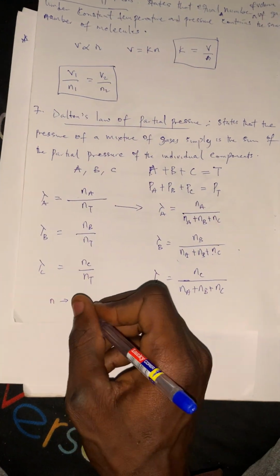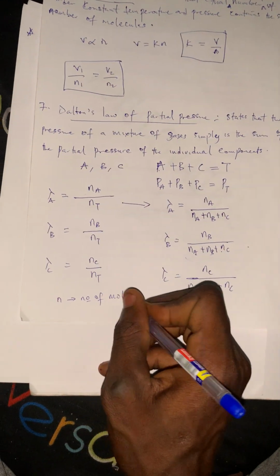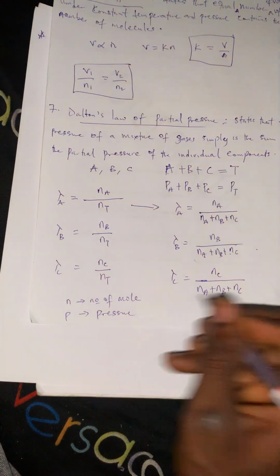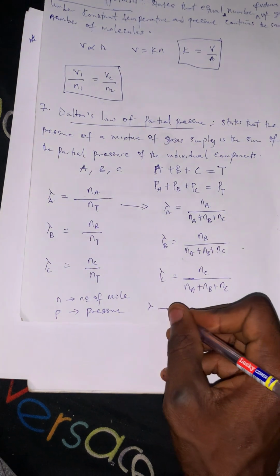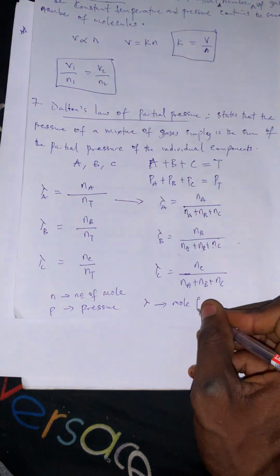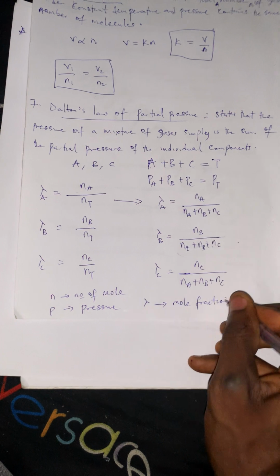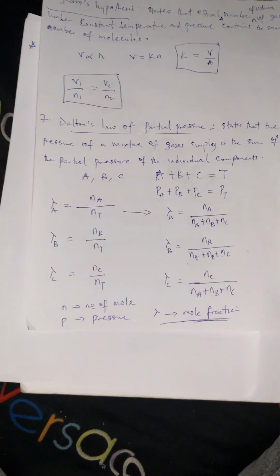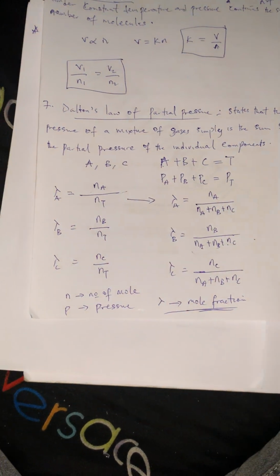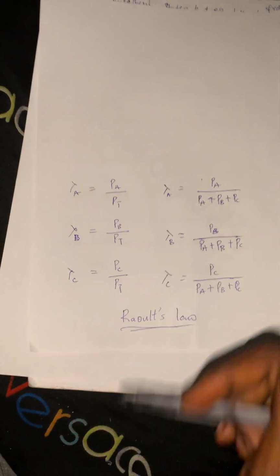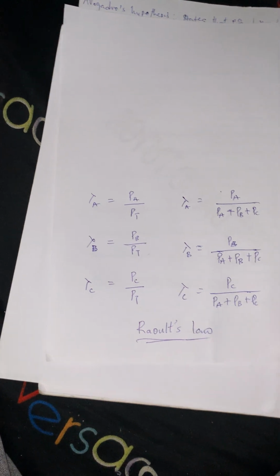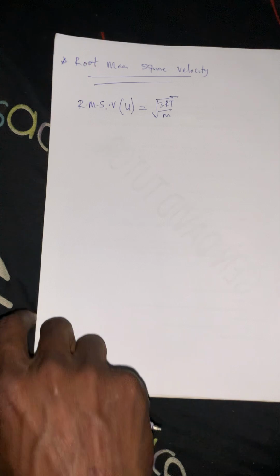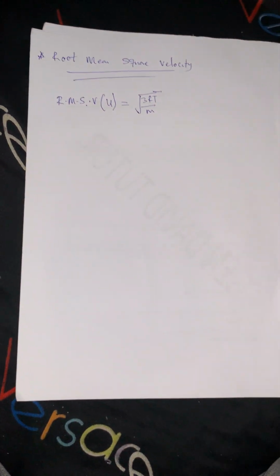Before I proceed, under this aspect, the N means number of moles. Don't forget, and the P means pressure. This symbol means the mole fraction. So you'll be given it in the equation. But if you're not given, and you're asked to find it, these are the formulas you can use to find the mole fraction of any given mixture.